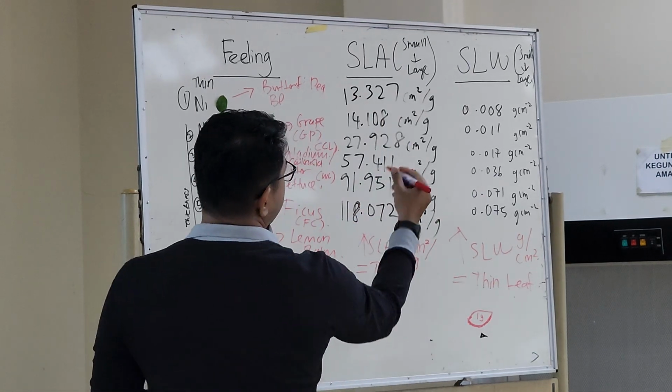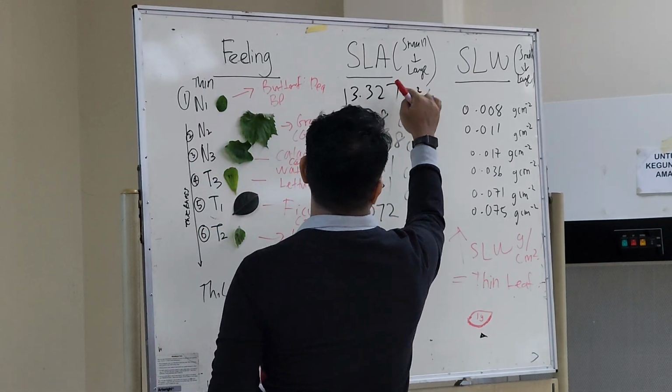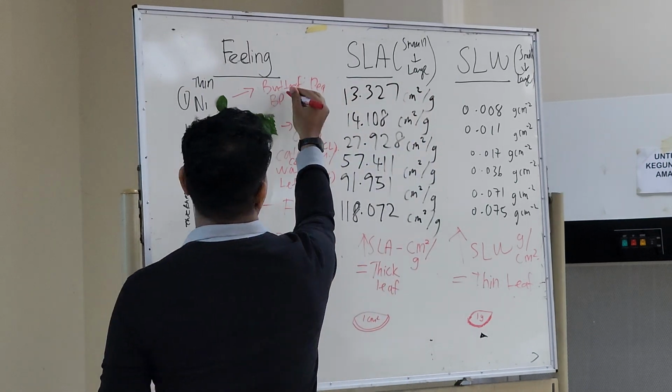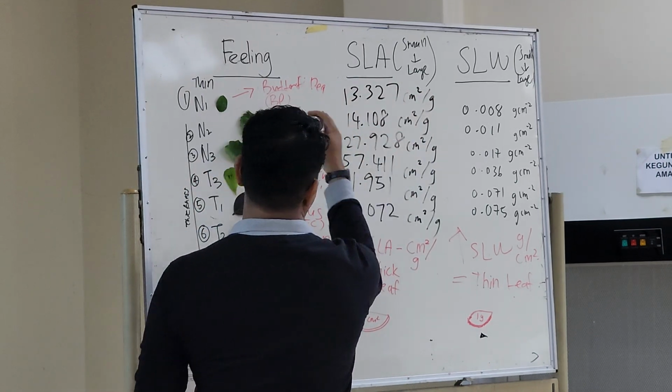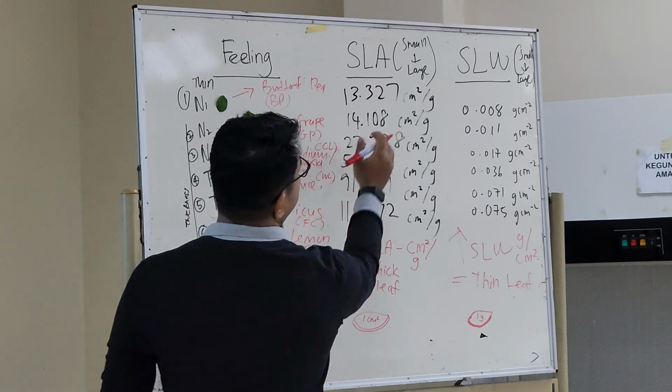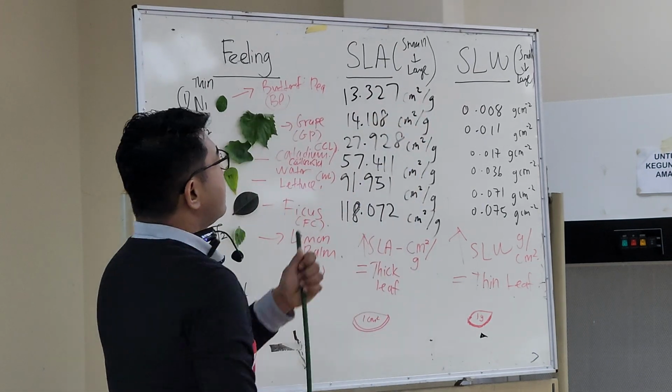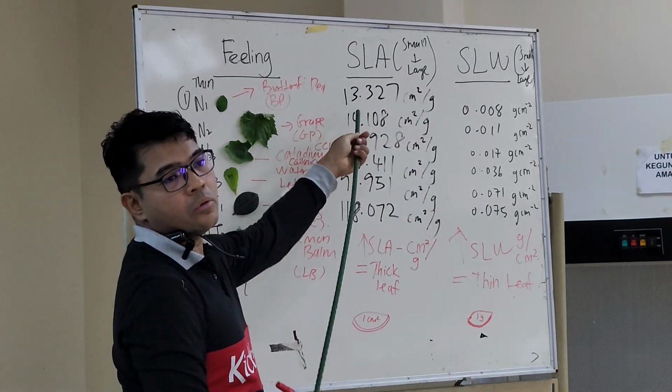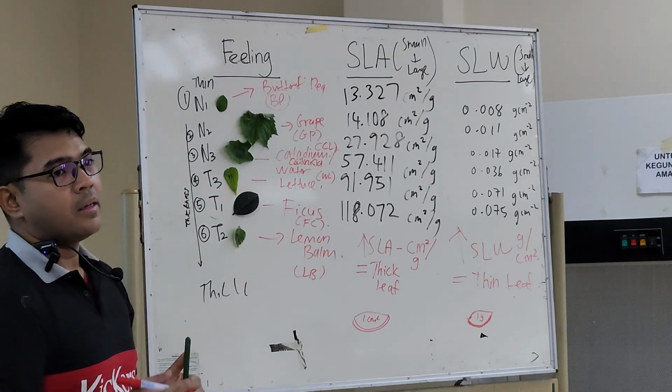So come back here. Can you put the label of whatever plant that is for this value? This 13.2. Which one is it?